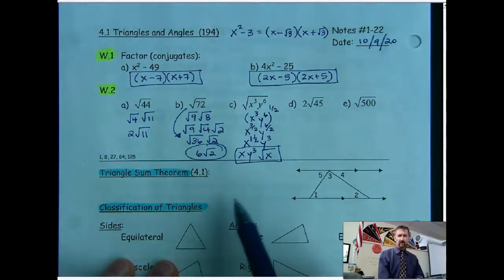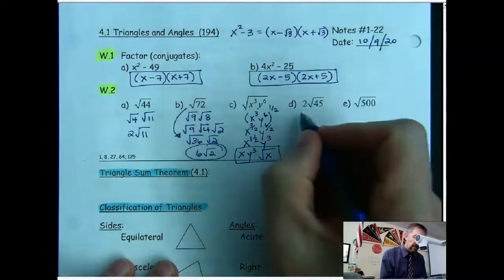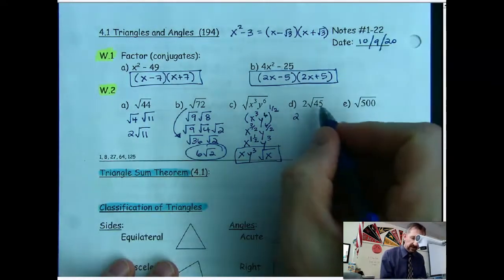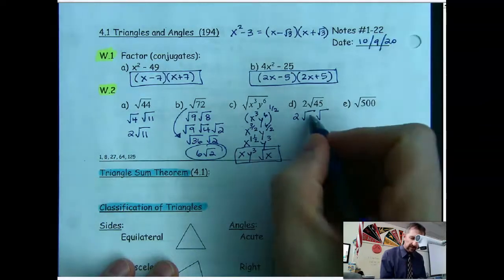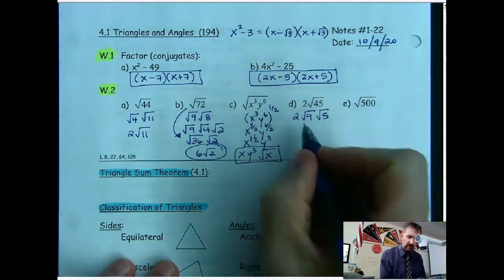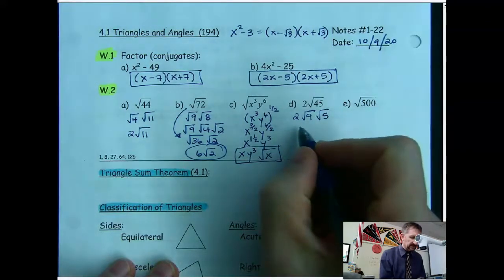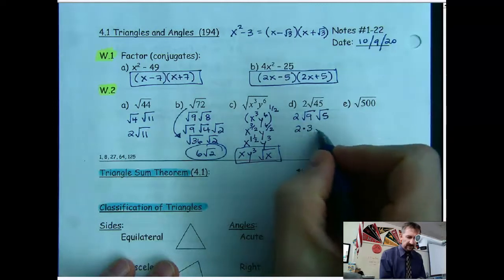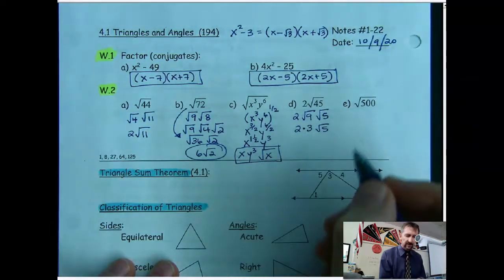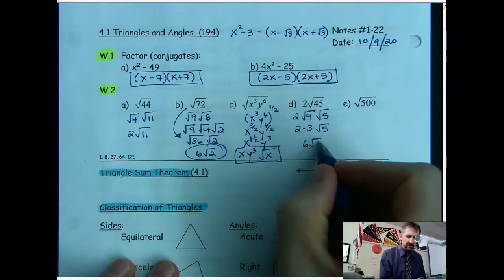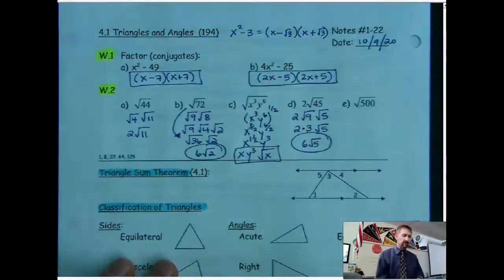We just write x. Okay, over here we have a 2 on the outside. We're going to leave that there. The 45, we need to separate that into a perfect square, so that's 9. Always put the perfect square before whatever's left over. Now this is a little tricky here. Some students make an error. This is times. So that's 2 times 3, not 2 plus 3, 2 times 3. So that should be 6 root 5. Okay?